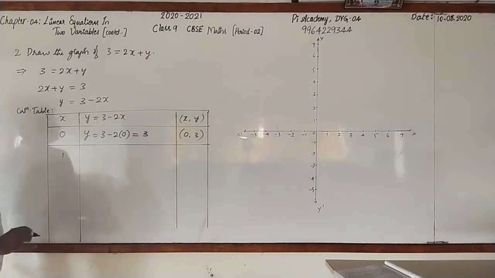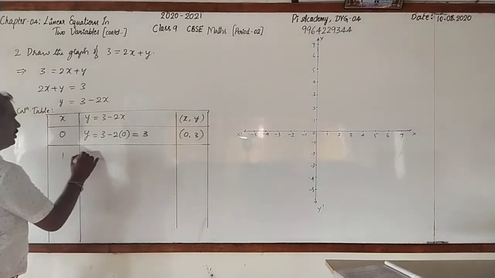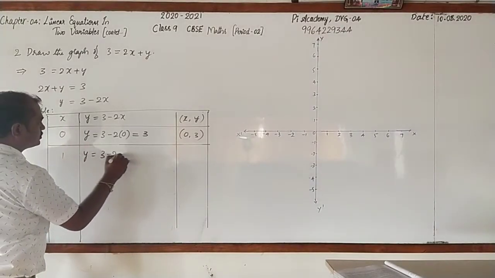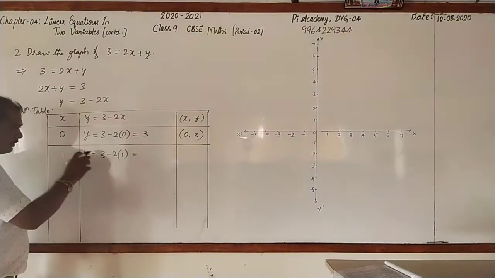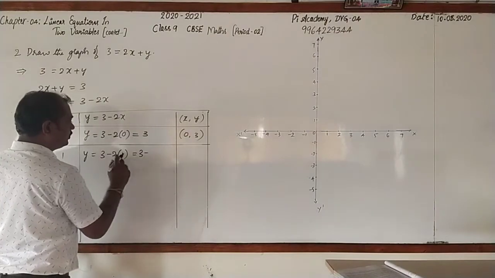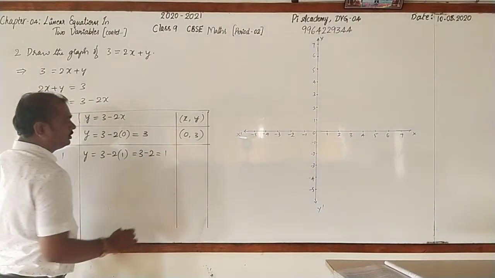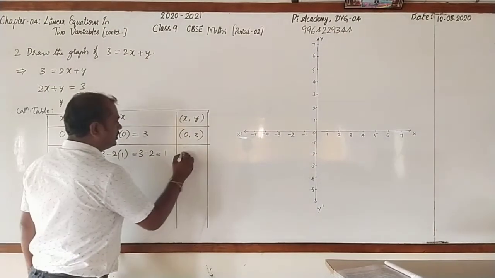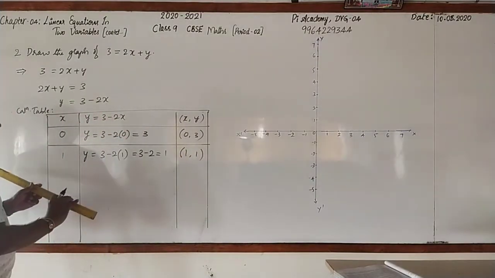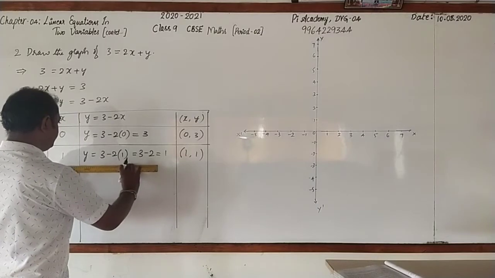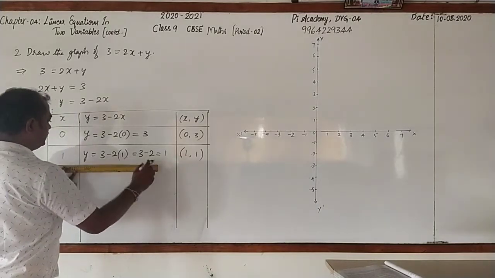Then when x is 1, start writing with me. y is equal to 3 minus 2 into, in place of x, we should write 1. Then 3 minus 2 ones are 2. 3 minus 2, it is 1. It is 1 comma 1. Clear? Again, take scale and pencil and draw the line.